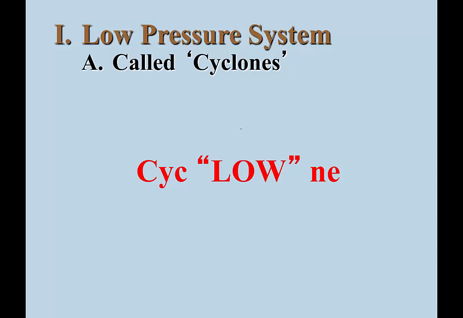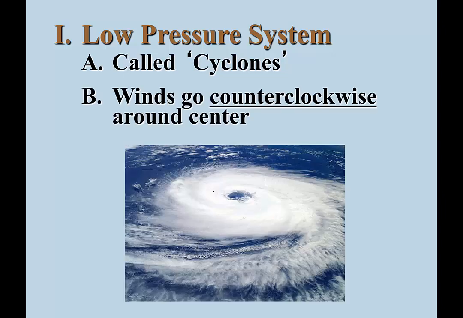All right, so these low pressure systems are sometimes called cyclones. I like my students to remember cyclone is a low pressure system. If you say that word right, you can hear the word low in the middle of it. In these cyclones, the winds tend to go counterclockwise around the center. Counterclockwise.